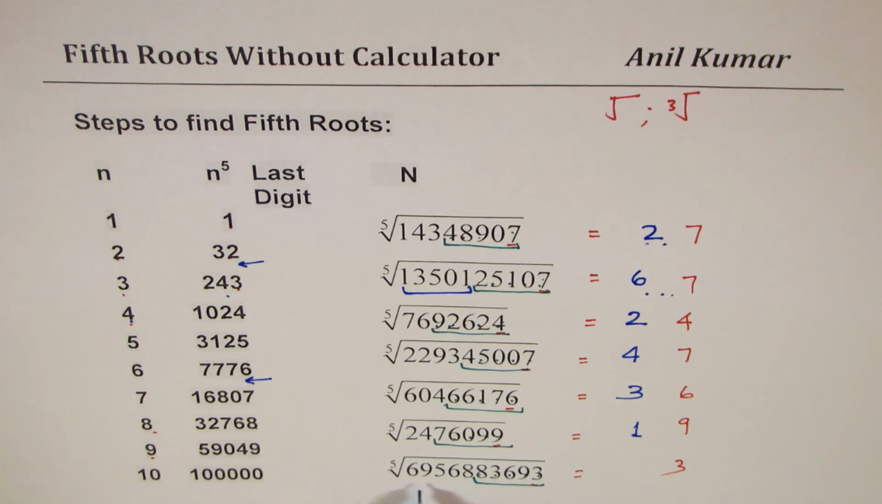And in this case, the number is 69568. 69568 is above this, so this number has to be 9. So that is how you can get the fifth root for a perfect number with the power of 5. So I hope that is a simple process.